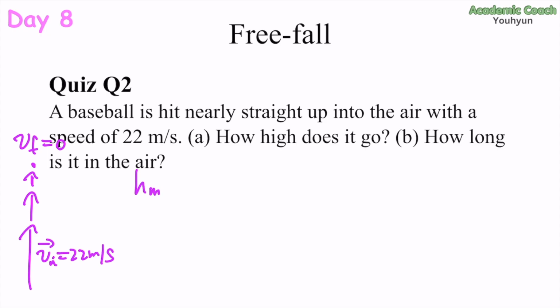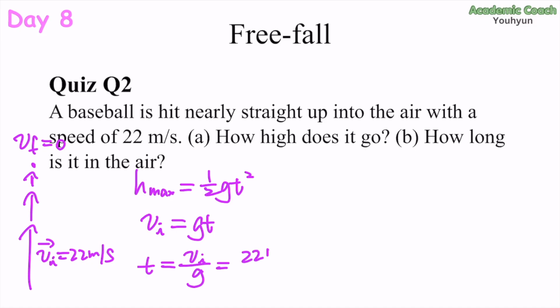And we know that H max is equal to 1/2 GT squared. It's just that for this one, we can't use that trick. But think of it, since we are given V initial, and V initial is equal to GT, that means T is equal to V initial divided by G. So 22 meters per second divided by 10 meters per second squared, 2.2 seconds. That's how much it took for the ball to reach its max height.